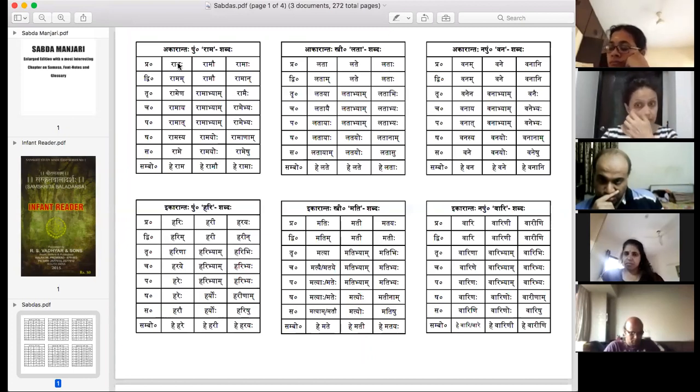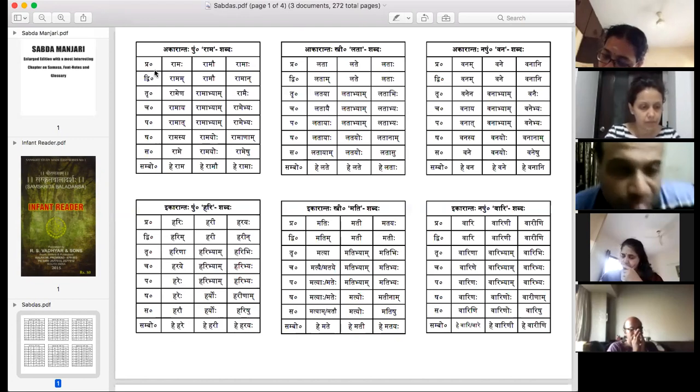So the first case has a certain meaning. The first line is called a case: Ramaha, Ramau, Ramaha. So it is all first case. That is why on the left, in the first column, it is written pra. Pra means prathama.